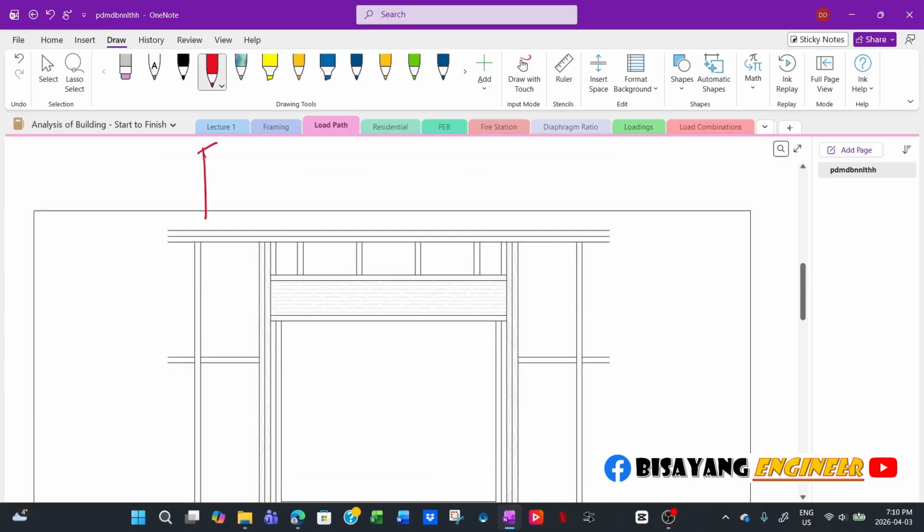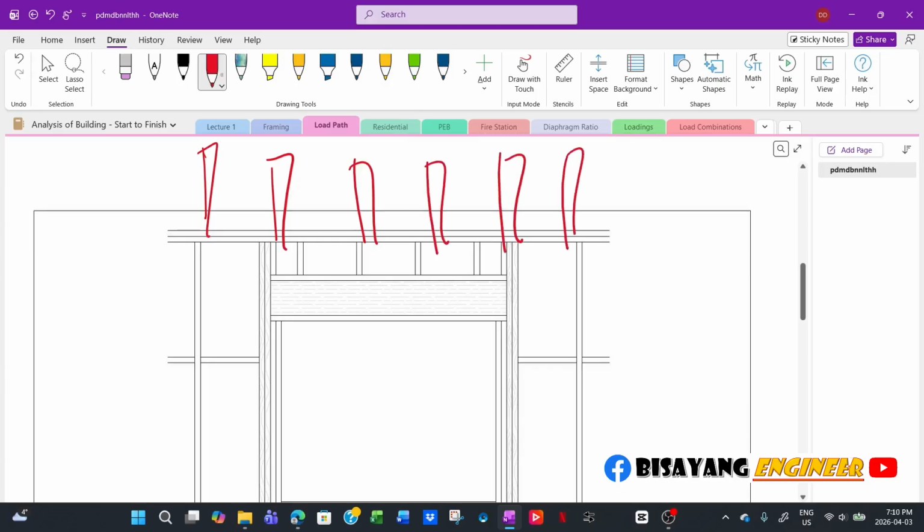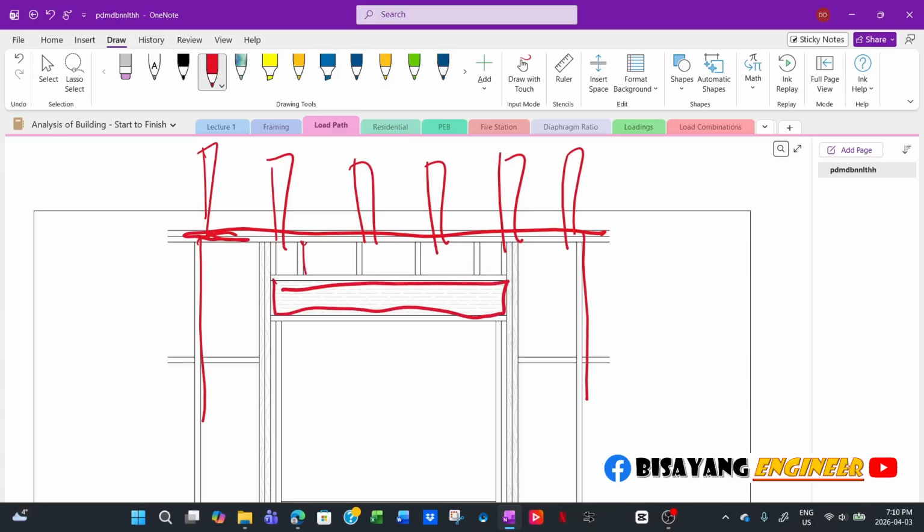So you will have the trusses here, right? You will have the trusses. So it will be carried by this top chord and then to the studs, the whole studs. Now, if there is an opening, then you will have a header. So this is your header. Then you have your cripple studs.